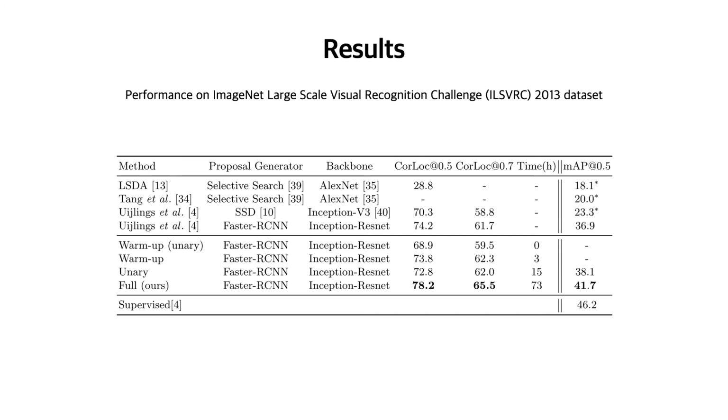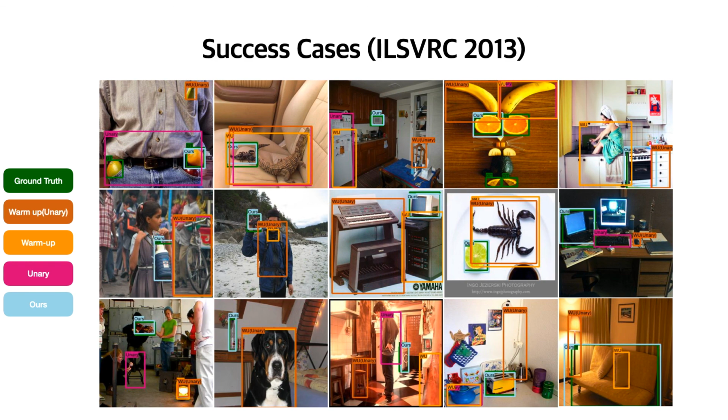Comparison to the previous state-of-the-art shows that by incorporating pairwise similarities into the multiple instance learning framework, the CorLoc performance increases by 4% on the target set, and the mean average precision improves by 4.8% on the target test set. Here are a few selected results on the ImageNet detection dataset.